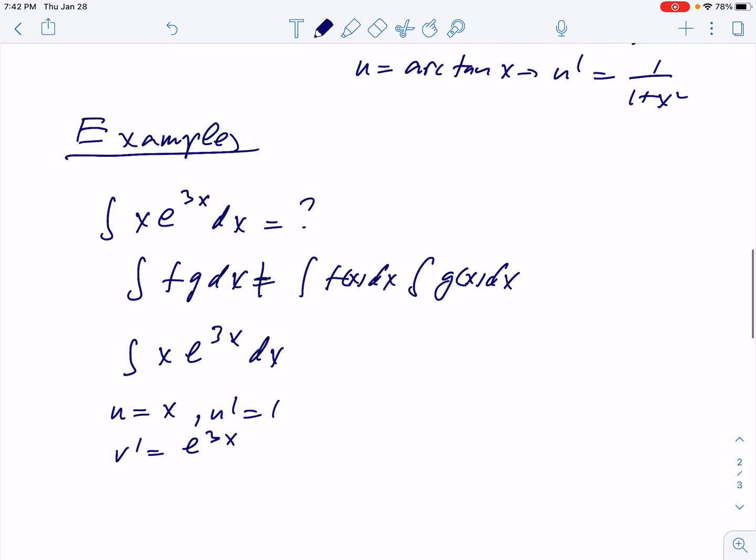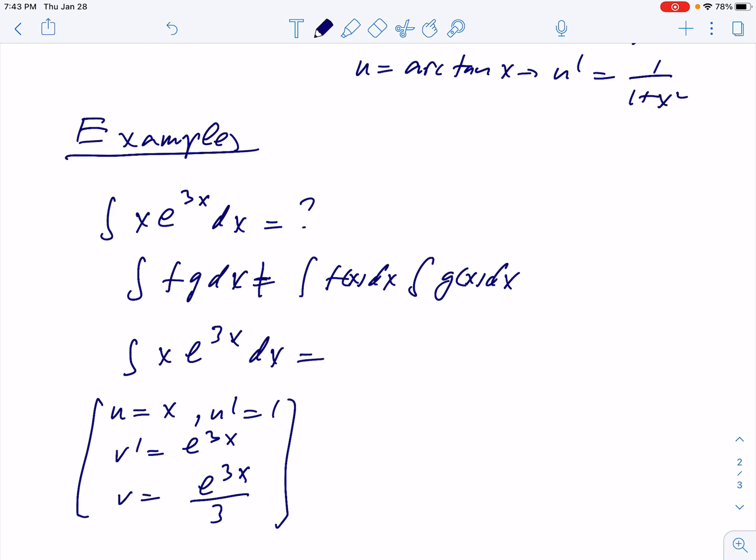I had to write v prime dx like dv. So what is v? We have to integrate this, and we do this in our head. The antiderivative of exponential 3x will be exponential 3x divided by 3. I told you to memorize such integrals, so you don't have to do it again and again. So we have u prime, v prime. All this preparation we do on the side in a box somewhere. We don't write this computation in front of the integral.